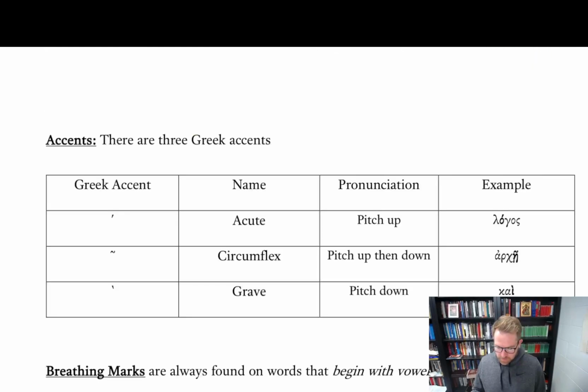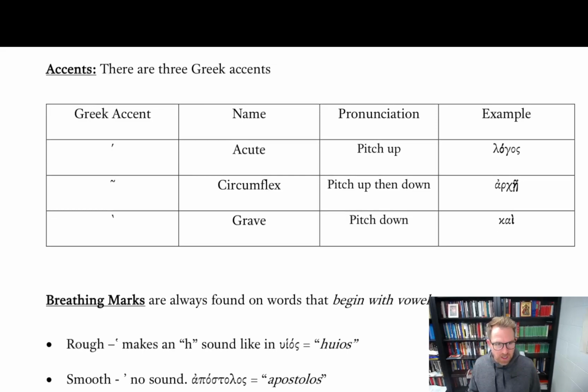Okay. I do want to spend some time with accents, but not a lot of time. I'm not going to grade you based on your ability to recognize accents, they're correct or incorrect, but I do want you to know about them. There are three kinds of accents: the acute accent, the circumflex accent, and the grave accent. The acute accent means the pitch goes up in your pronunciation, so lagos, lagos.